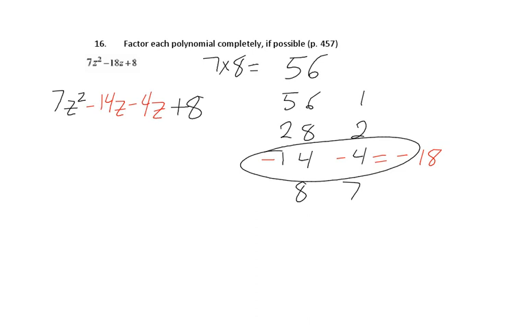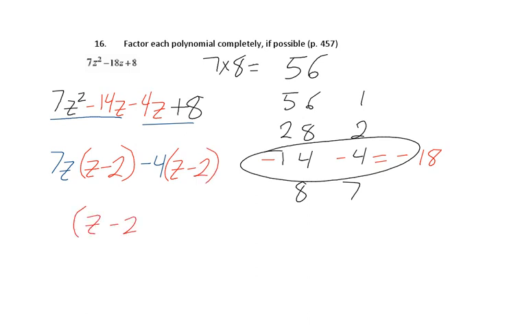We're now ready to factor 2 at a time. So first we can factor out 7z. This leaves behind z minus 2. Next we can factor out negative 4. This also leaves behind z minus 2. So the binomial is the same. So z minus 2 is the first, and then 7z minus 4 comes after.